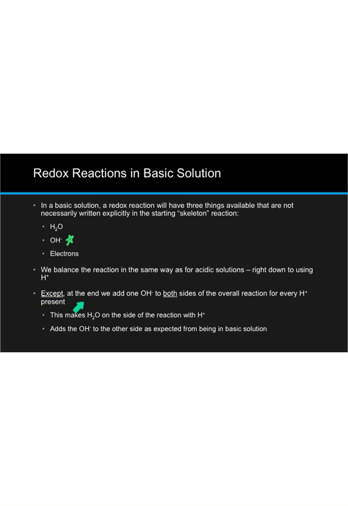At the end, we're going to add 1 hydroxide ion to both sides of our overall reaction for every H+ we have present. The reaction will therefore generate H2O on the side that had H+ to begin with, and will generate an excess of hydroxide ions on the opposite side, like we would expect by virtue of our redox reaction occurring in a basic solution. Let's do an example so you can see how that works.